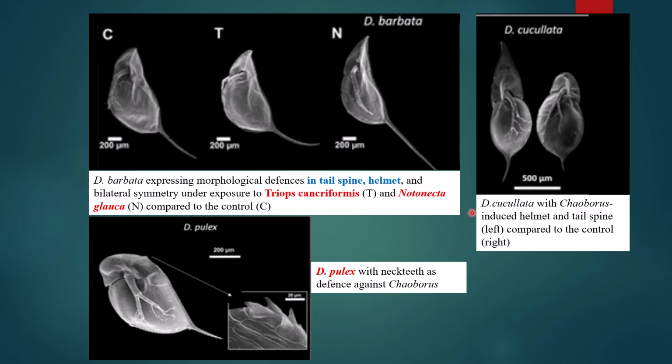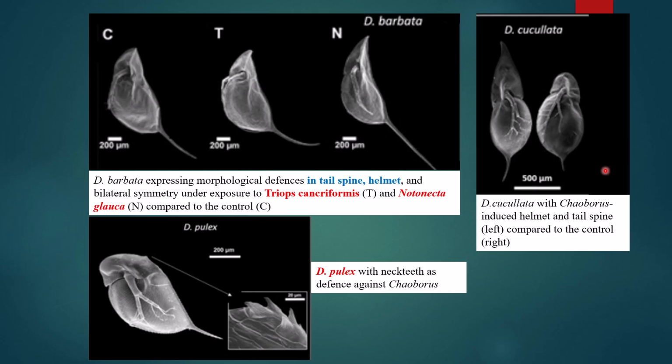Because Notonecta is a larger insect, and the gape size is large. So it will try to feed. It can very easily feed on the organisms with the average body size. So, to extend the body size, the organism has slowly evolved the head extension as well as the tail extension, and ultimately, this will not fit into the gape size of the insect. So that's how the morphological forms have developed, under the influence of the biotic factor.